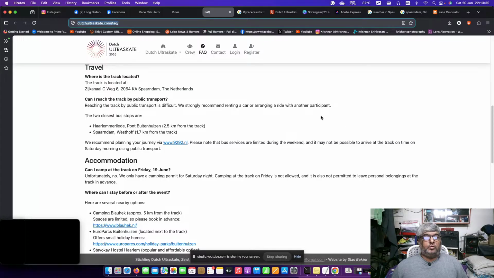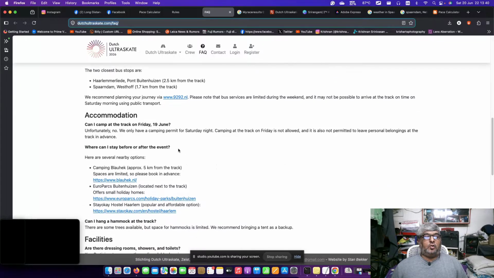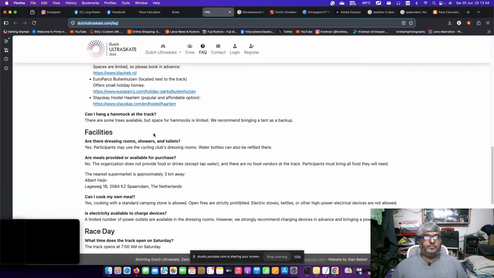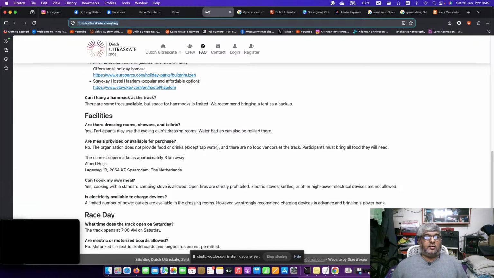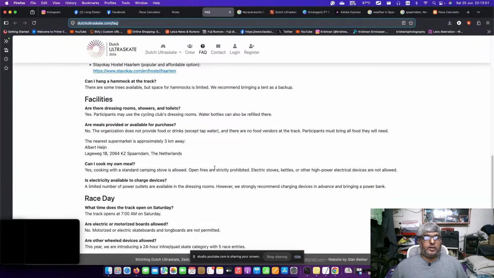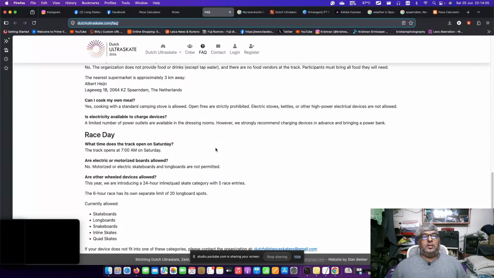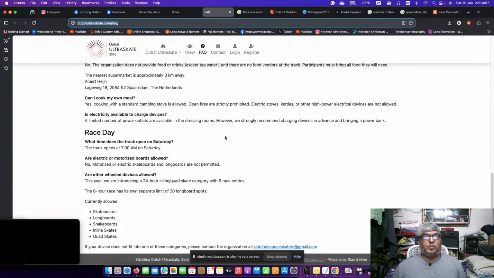They have given how you can reach the Spandam race track, accommodations, and links for that. And we're looking at frequently asked questions. Are there any toilets? Are meals provided? No meals are provided. Miami Ultraskate usually provides lunch. Can I cook my own meal? Yes, you can cook your own meal. Is electricity available to charge? A limited number of power outlets are available. Those kinds of things. You need to go prepared.